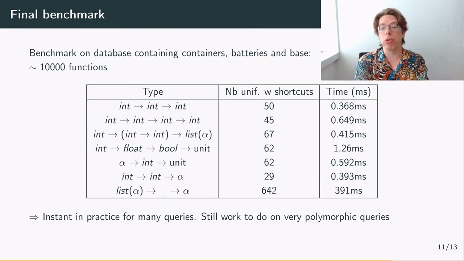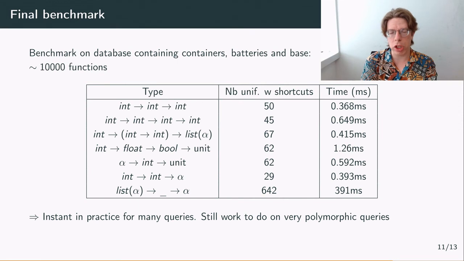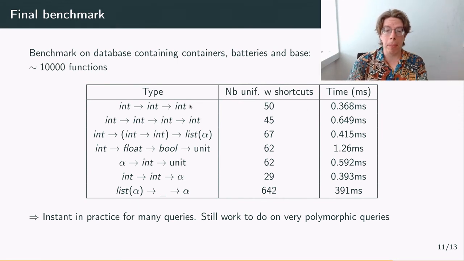So with all the features we've gathered so far, we can do a benchmark, which is presented here, on a database containing containers, batteries, and bays, which represent quite a lot of functions already, 10,000 functions. And we can see that on many of these queries, we obtain times that are less than a millisecond, so under what a human would consider instant. And for more polymorphic types, it takes more time, but it's still very quick. And so in practice on simple queries, it already works very well. And we can work more on very polymorphic queries.